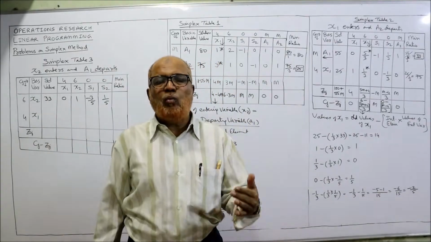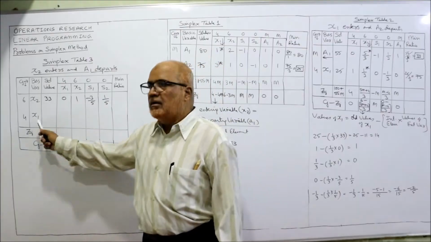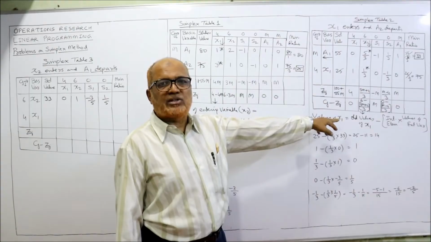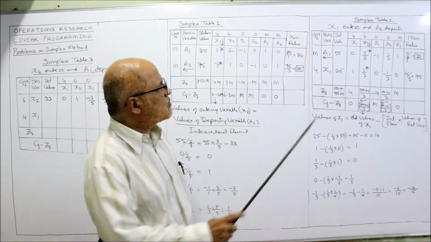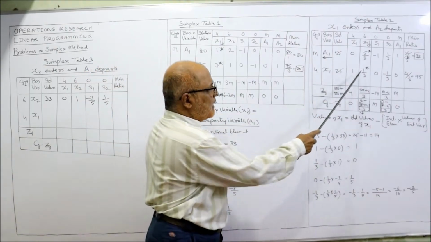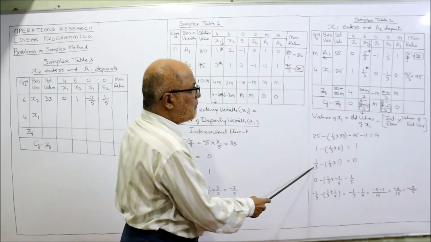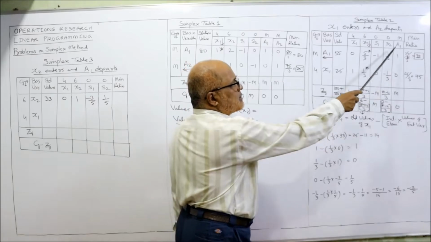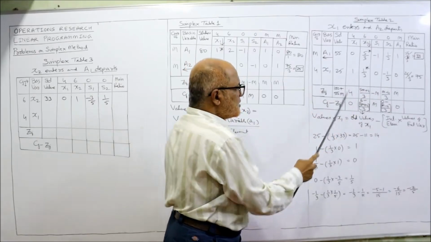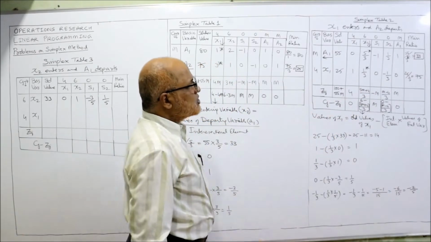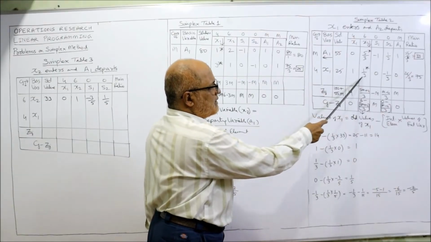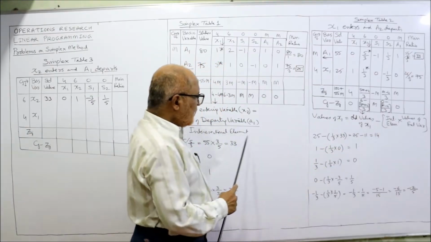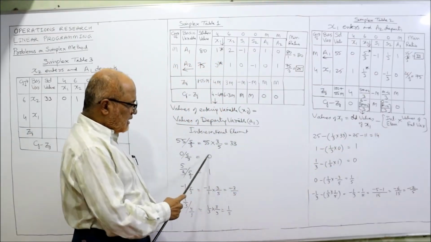Now we need the new values of X1. The formula is the same: values of X1 is equal to old values of X1. Which are the old values of X1? Here 25, 1, 1 by 3, 0 and minus 1 by 3. I am not taking the 0 value because A1 is departed. Minus intersectional element. What is the intersectional element here? 1 by 3. So 1 by 3 I have taken into values of entering variable. Entering variable values are 33, 0, 1.